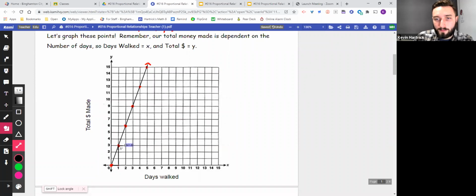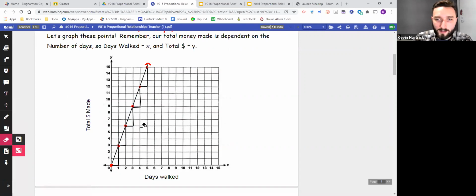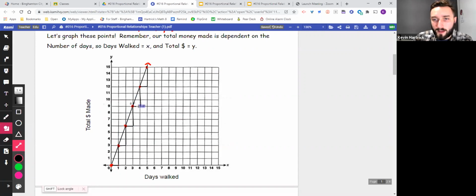Okay, same thing's happening here. To the right one day, I'm going up $3. Right one day, up $3. Right one day, up $3, and so on, right? Okay, you should be noticing these little triangles, and all these little triangles are the exact same size, if I made them correctly. A couple of these are a little bit sloppy, right? But in general, if I made them perfectly, they would all be perfectly the same size. And this is going to be something that's crucial when we start talking about graphing lines, okay?